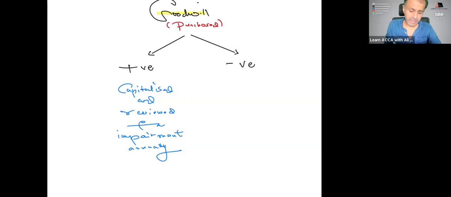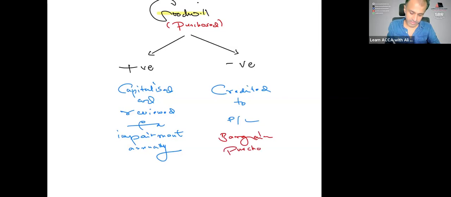While negative goodwill is credited to profit and loss. Like a discount, it's also called a bargain purchase. And I can brief you on why that is.